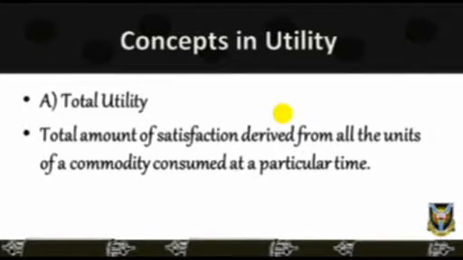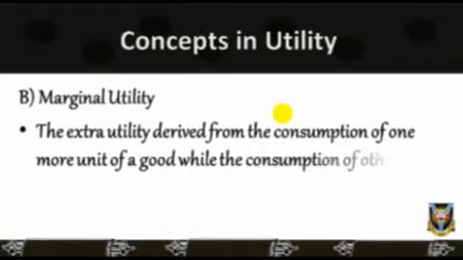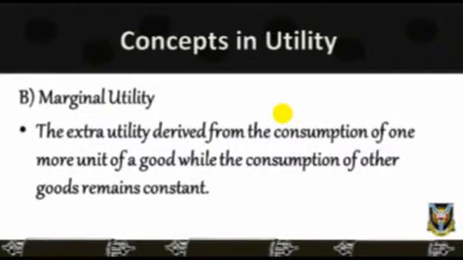Concepts in utility. Of every important consideration in this approach is the concept of total utility, marginal utility, and the hypothesis of diminishing marginal utility. A. Total utility. This is the total amount of satisfaction derived from all the units of a commodity consumed at a particular time. B. Marginal utility. This is the extra utility derived from the consumption of one more unit of a good, while the consumption of other goods remains constant.